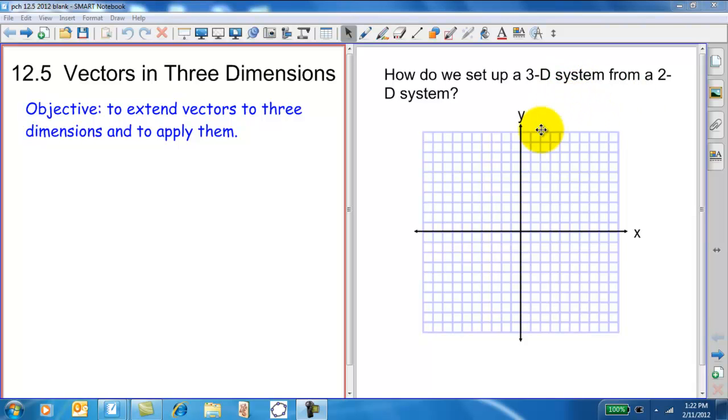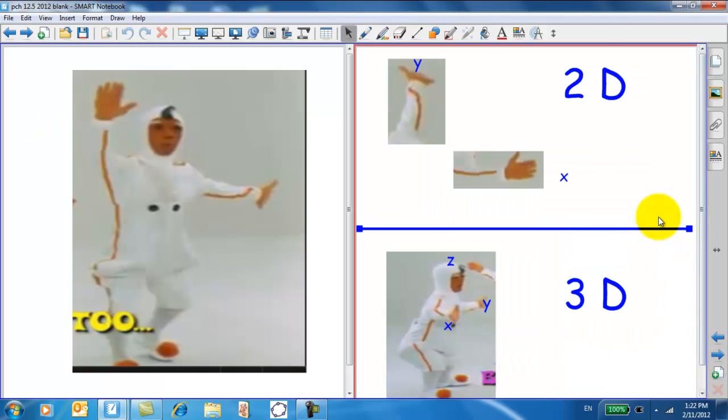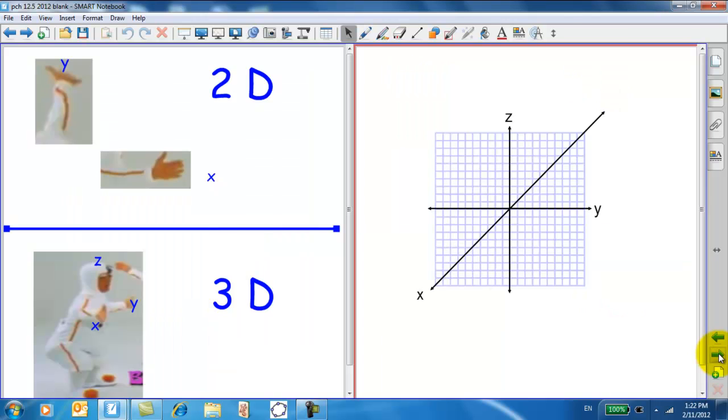A 3D system, because we're so used to a 2-dimensional system. Well, let's let Willy Wonka's Oompa Loompas help us out here. Here's an Oompa Loompa standing here with his hands on the XY axis on the blackboard, and he rotates and creates a third axis through his head. I'll demonstrate this in class. And you could just think of taking our old XY axis and putting another axis in there.